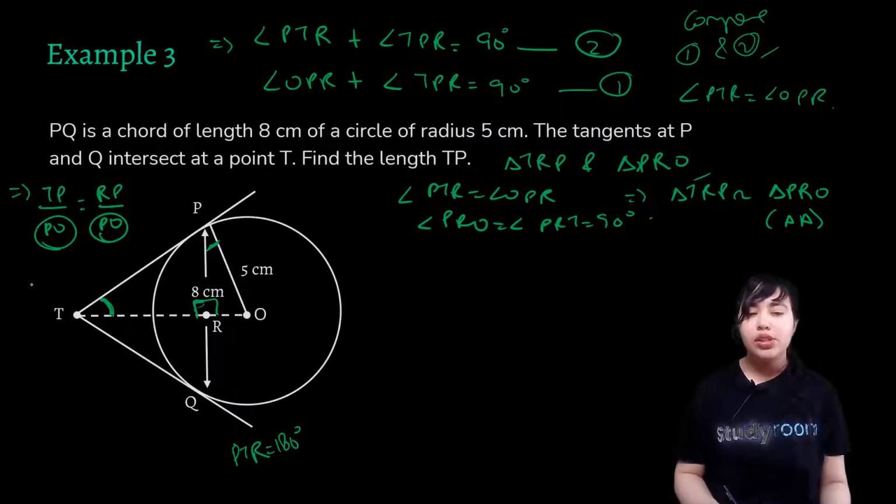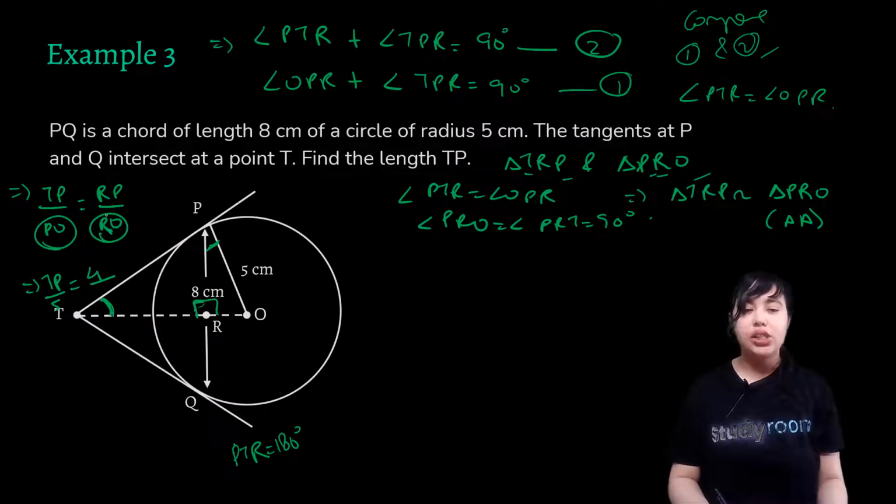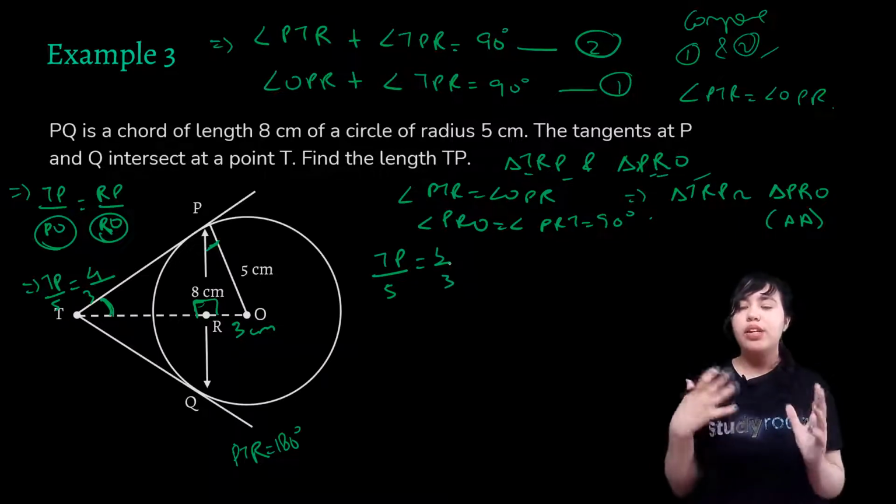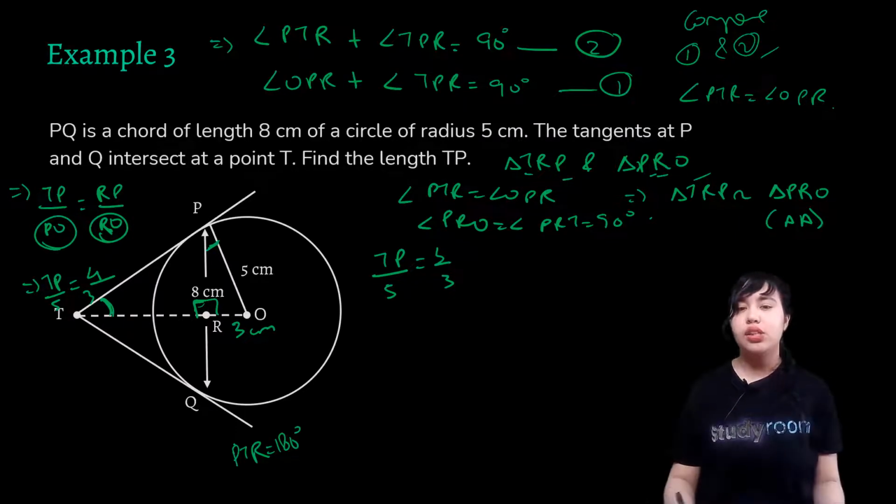So if you just substitute, you will realize that TP upon 5 is equal to 4 upon, just make this correction, this is RO over here. We calculated this also by Pythagoras theorem as 3 centimeters. So basically TP upon 5 is equal to 4 by 3. This is nothing but taking the ratios of corresponding sides of similar triangles. If we simplify this, you will get TP as 20 by 3 centimeters.